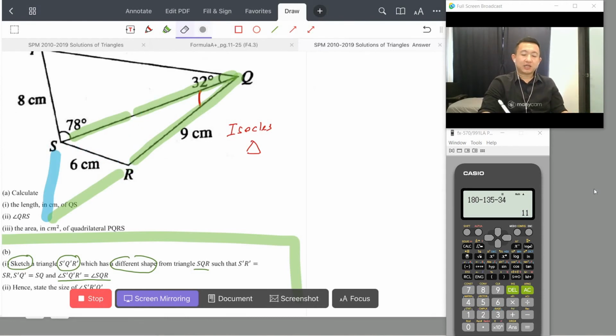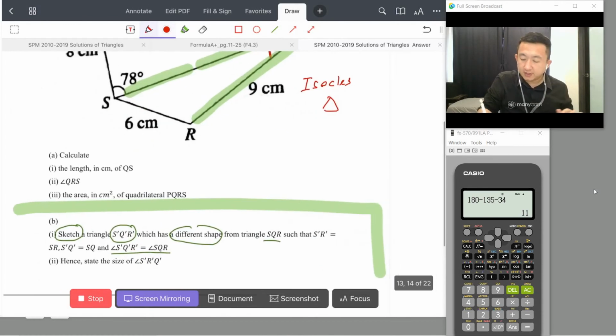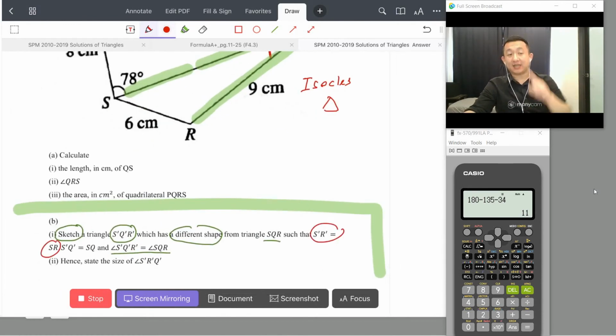So now let's check for more information. The first piece of information is SR prime equals SR. The length is the same before and after the transformation.